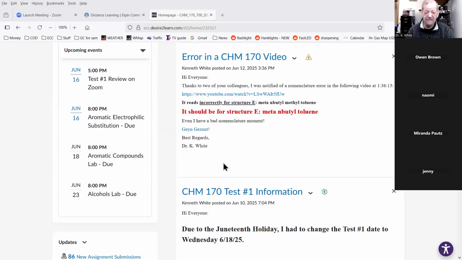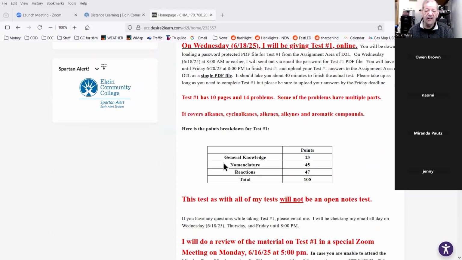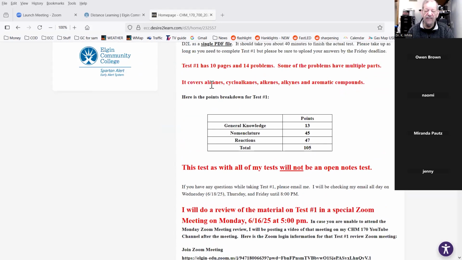Now, test number 1 will cover alkanes, which I'll do this afternoon, cycloalkanes, alkenes, alkynes, and aromatic compounds. And the point breakdown for the type of questions: 13 are general knowledge, 45 are nomenclature, and 47 are reactions.